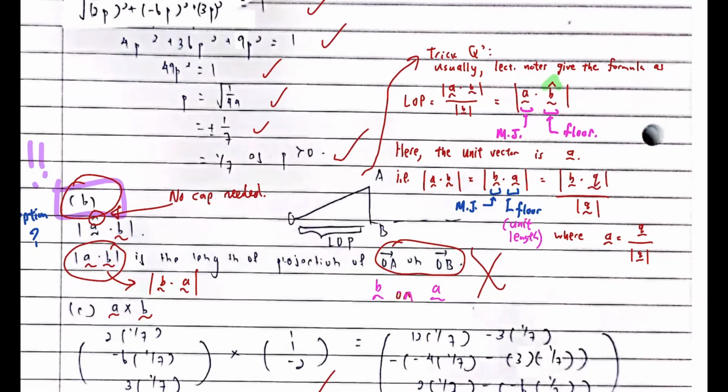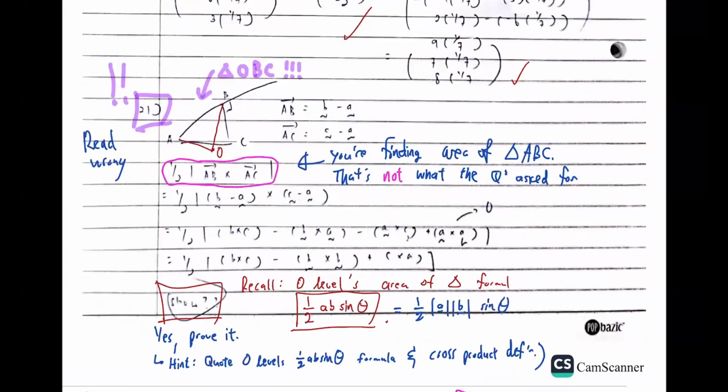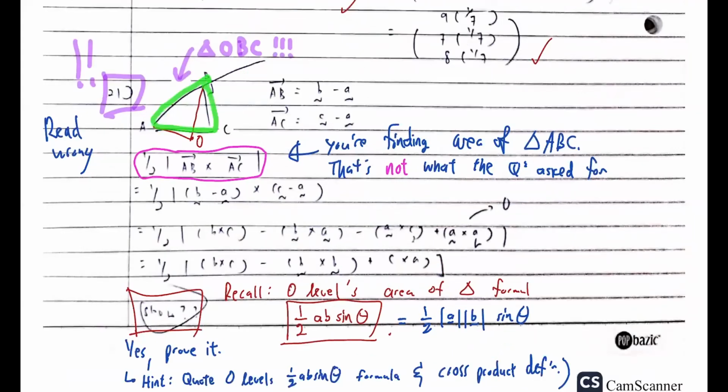Look at your working. You drew a triangle ABC, but you didn't draw a point O for me. And then you use half of... do you understand what you're finding here? What are you finding? Area of what? Area of ABC. Okay, that means you read the question wrongly, because the question initially asked you to find the area of triangle OAB.